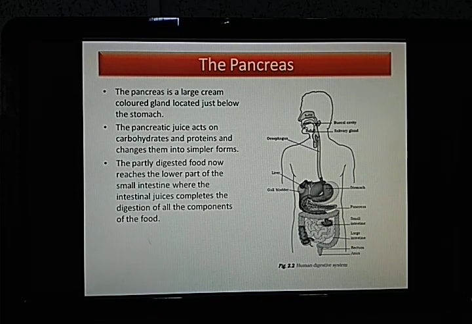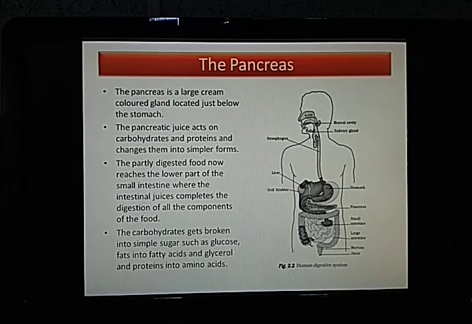Next, the partly digested food now reaches the lower part of the small intestine, where the intestinal juices complete the digestion of all the components of the food. Whatever complex food substances are not digested by the stomach, the liver or the pancreas are now digested by the small intestine, whatever is left behind, which is undigested. We know the small intestine walls also secrete some digestive juices, or you can say intestinal juices.